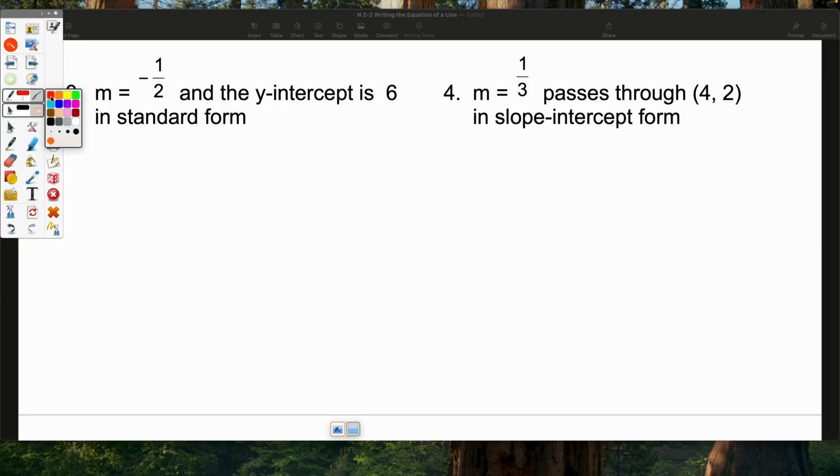Okay, over here to number 4. It gives me a slope. And it gives me this point right here, okay? Passes through 4 and 2. Does that clearly say that that is my y-intercept? No, it does not. How do we know if it's a y-intercept or not?